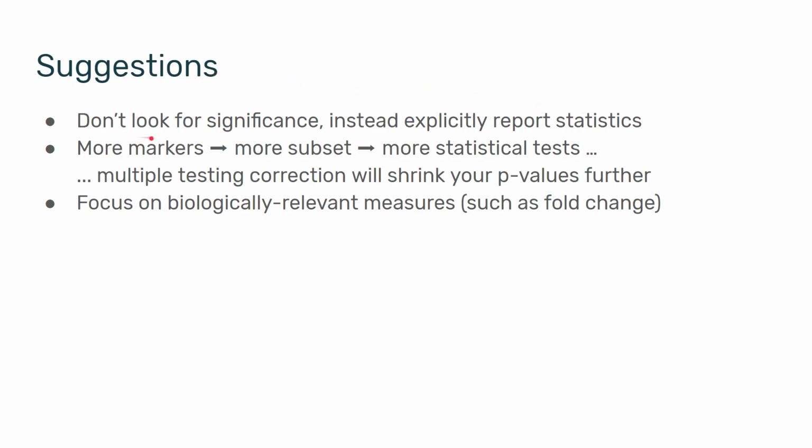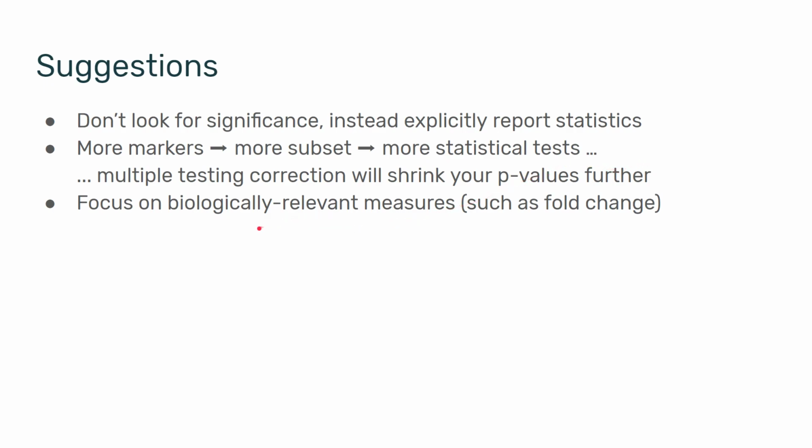Remember, if you have more markers, you have more subsets, and that means you have more statistical tests, which means multiple testing correction is going to shrink your p-values even further. You need to remember to do the multiple testing correction, otherwise your reviewer will be sad. And once you do, just remember, the q-values are going to be high, especially if you have, let's say, 10 to 15 samples, and you're looking at 20 different subsets or 30 clusters or what have you. Just forget about it. It's not going to be statistically significant in the 0.05 meaning of the word.